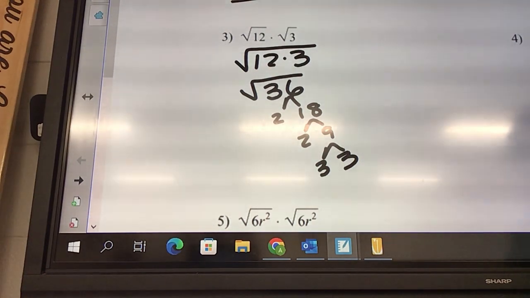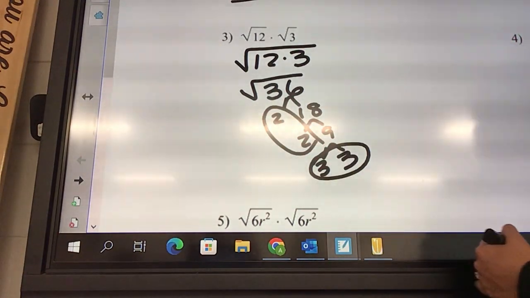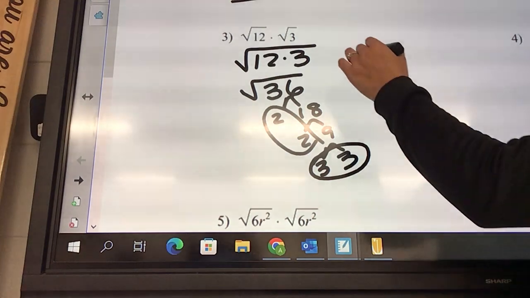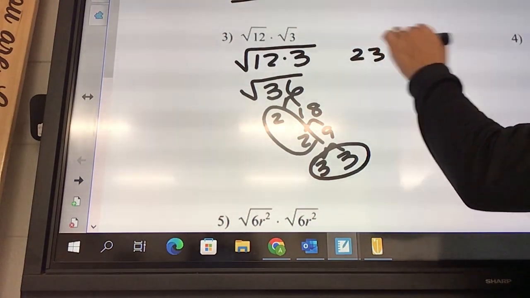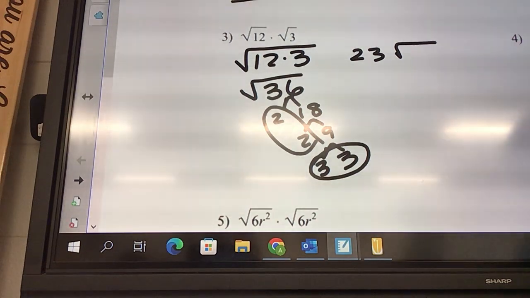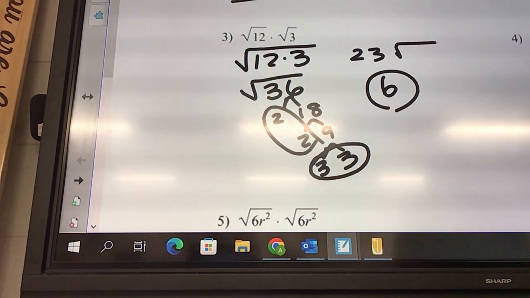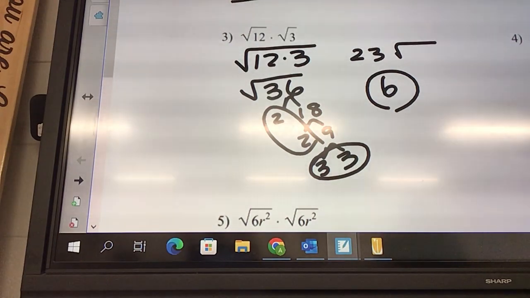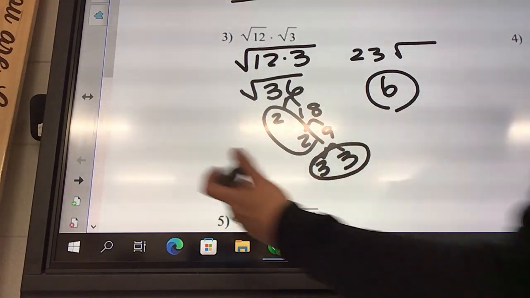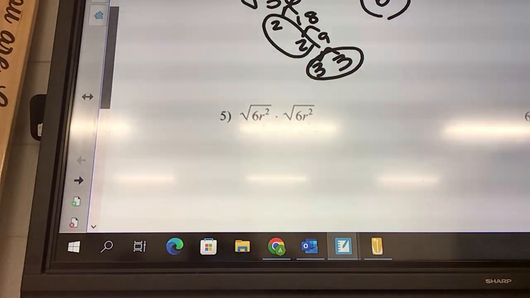One set of 2s and one set of 3s. Who cannot go? They can all go, so there's nothing left inside the radical. And what do you do with that 2 and 3? Multiply. So that's 6. You should know the square root of 36 is 6, but if you don't, you can do the factoring tree method. So that's what it looks like when we just have numbers underneath.